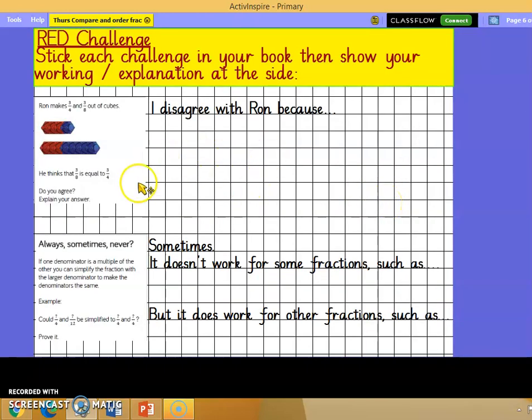Red group, you're going to stick each challenge into your book and show your working or your explanation at the side. So read it carefully and then use the sentence structure, I disagree with Ron, and give the reason why, because you can use maths to prove why. Always, sometimes, or never, read the statement and then it's got an example and how you could prove it. Now for this the answer is sometimes, so I need you to give me an example when it doesn't work for some fractions, and give me some examples where it does work for other fractions. Good luck with your challenges today.